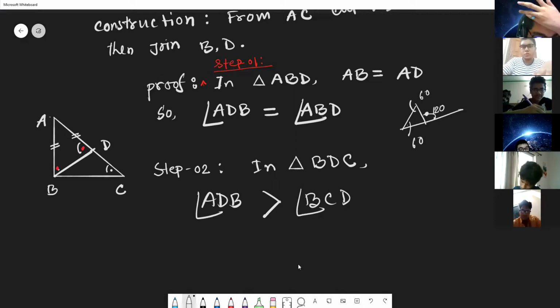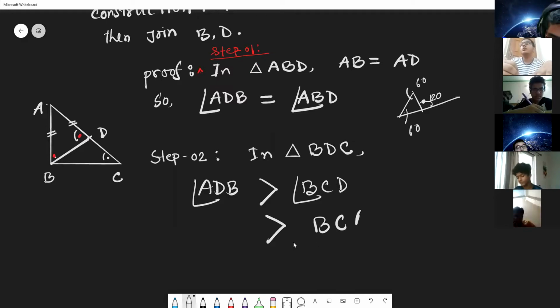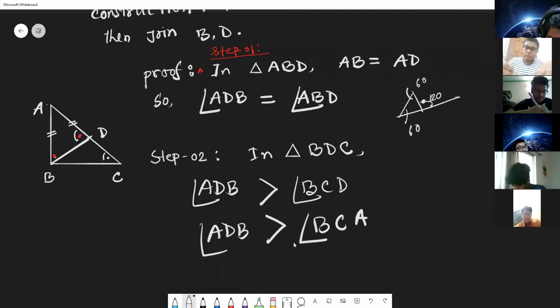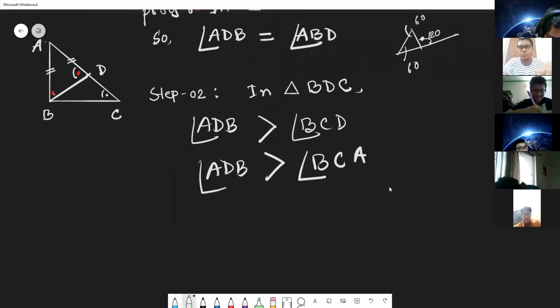So now write here BCD. In place of BCD, we can write BCA, because BCD and BCA are the same. So ADB remains the same. BCD and BCA are the same. Now there is ADB. ADB is greater than BCA.